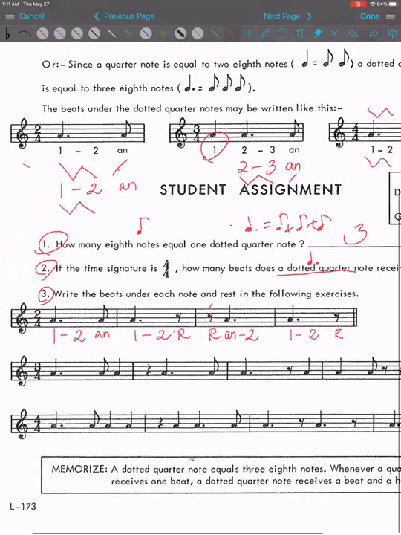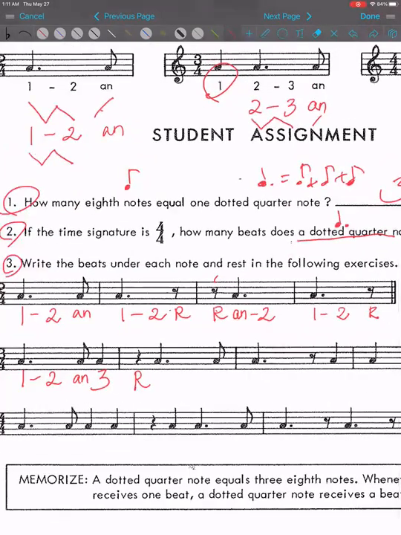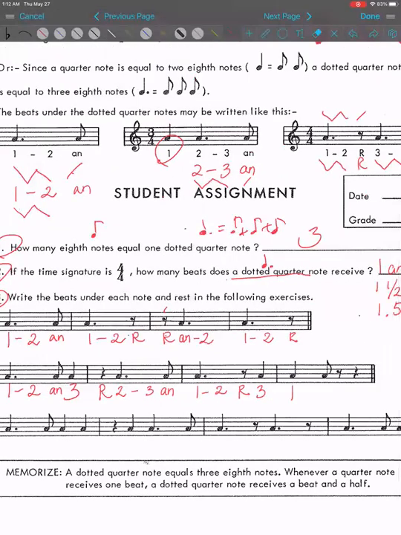Next one, 1 and 2 and 3. The rest is a quarter rest, and the next beat will be the second beat. Connect 1, 2 and a half, so it's 2 and 3, and 1 and 2, 1.5, rest, 3, because that's the third beat, and then 1 first beat, 2 rest, rest.